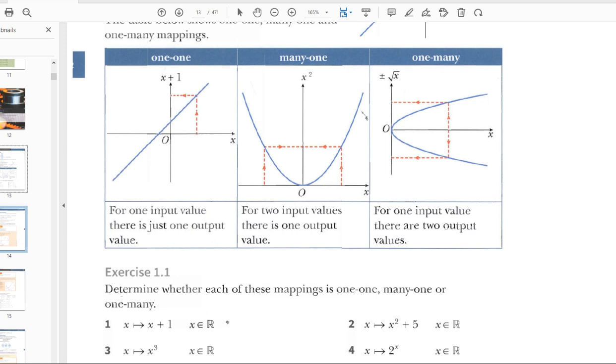See this, many-one. For two input values, there is one output value. So this is not one-one. And the third one is for one input value, there are two output values. One-one means only one value, not two values. The function is always one-one.